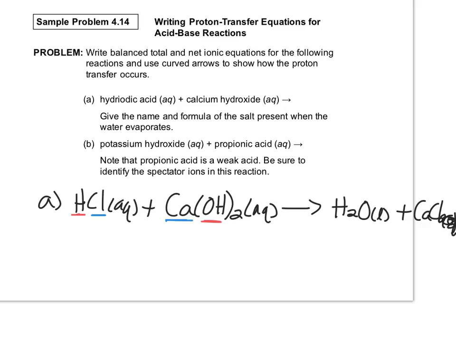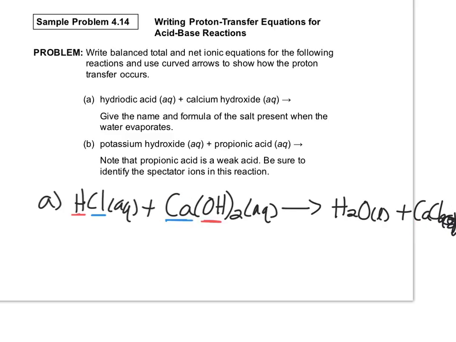Now, how did I know that I needed 2 chlorines? That's probably a question you have, right? Calcium has a 2 plus charge. Chlorine has a -1 charge. I've got to have 2 of those -1 charges to cancel out the 2 plus charge on the calcium. Therefore, I got calcium chloride.